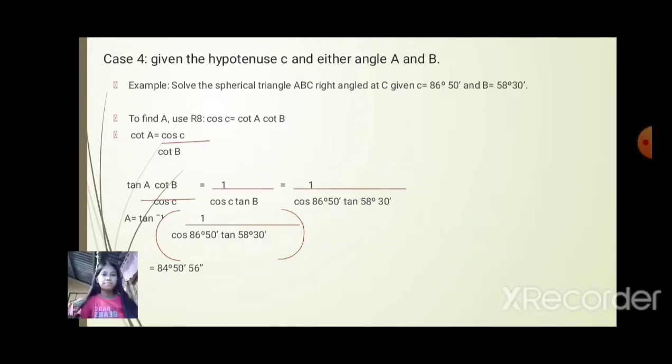So, example. Given the hypotenuse c and either angle A or B. The example is, solve the spherical triangle ABC, right angled at C. Given c is equal to 86 degrees and 50 minutes, and B is equal to 58 degrees and 30 minutes. To find A, use rule 8. Rule 8 is cosine c is equal to cotangent A cotangent B.